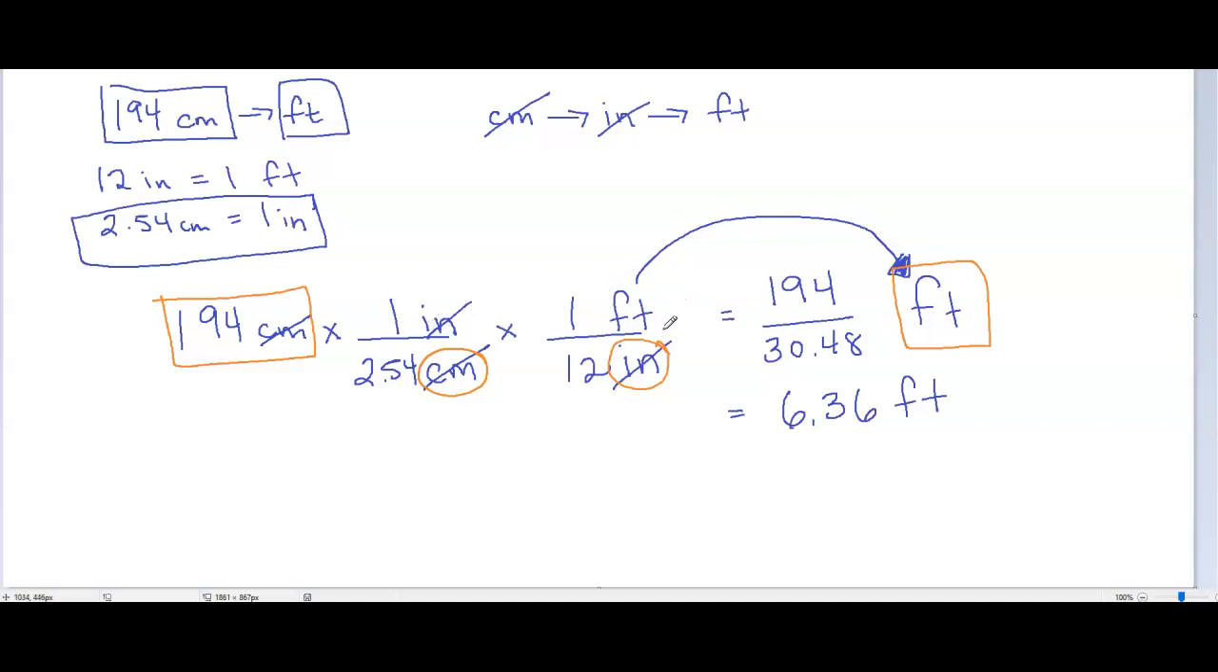And then whatever I'm left with here, the unit that doesn't get canceled out, that's going to also be in the answer here. So I hope that helps you set up this dimensional analysis, these conversion maps, a little bit easier. And of course, practice makes perfect.